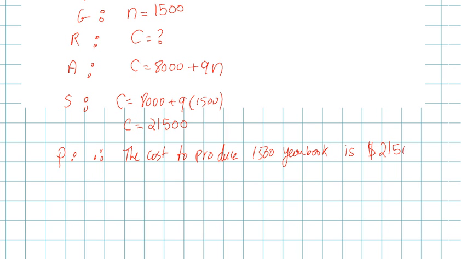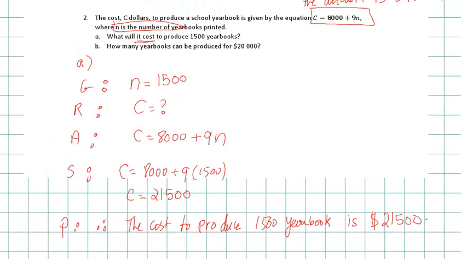So your therefore statement has to answer the question, right? You go back to your question, you read it again. The question is asking you, what would it cost to produce 1,500? You're answering an English question. Does it make sense? Yes.